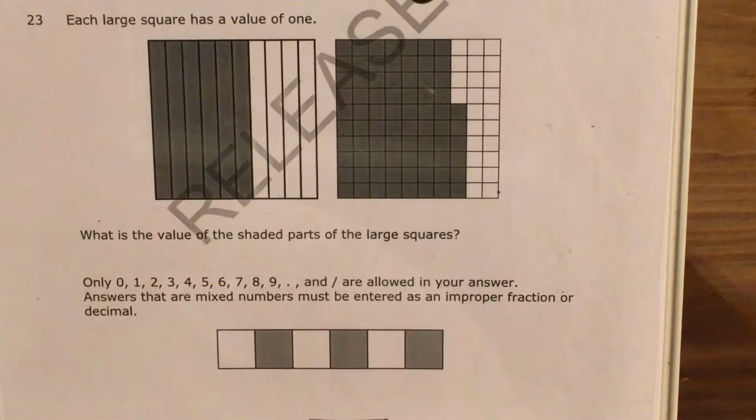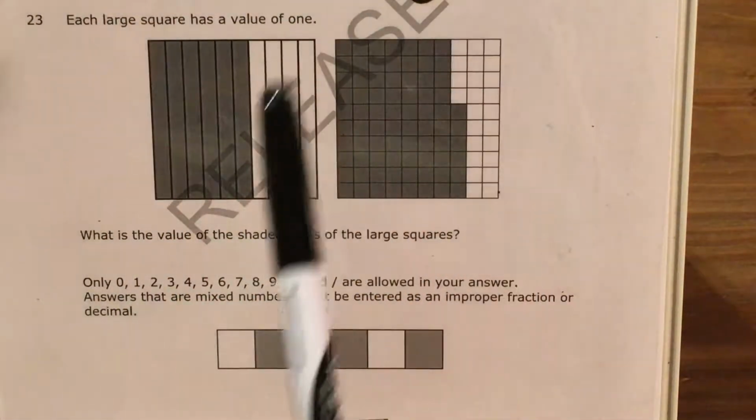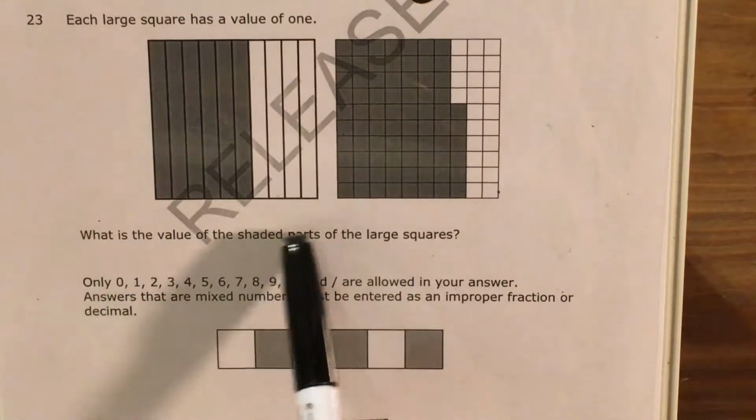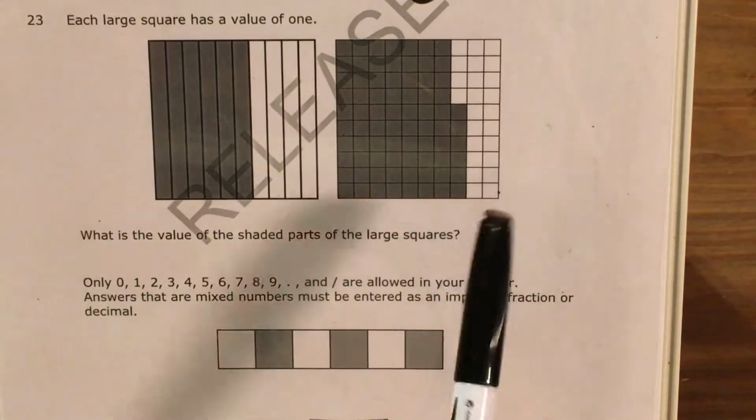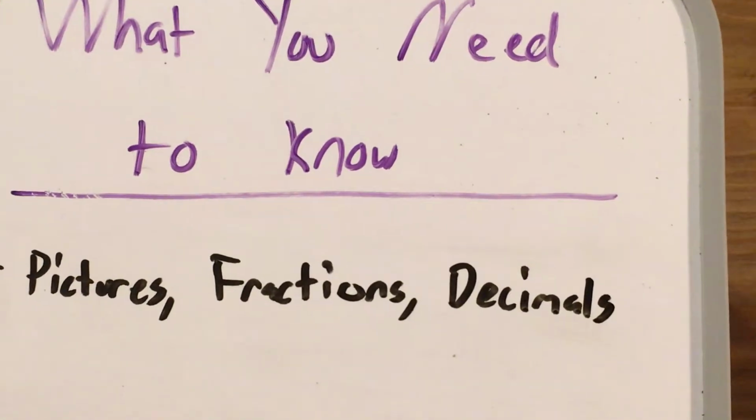This is Mr. W. Today we're going to tackle question 23 in the 5th grade math questions that North Carolina released this past school year. We can see that if each large square, so each of these in this picture, has a value of 1, we're trying to figure out the value of the shaded parts of those large squares. And this question ties together pictures, fractions, and decimals.